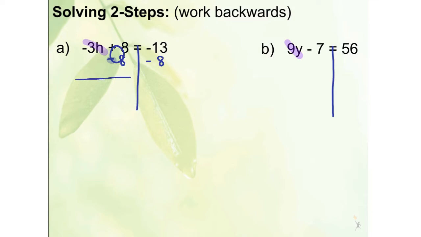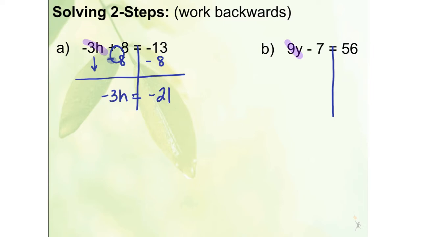Now here's where you really want to double check your answers. We still have the negative 3H. We haven't done anything with that yet. And the negative 13 minus 8, if you are not solid with your integer skills, grab a calculator. You should get negative 21.